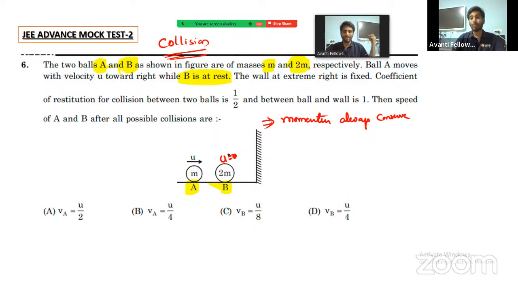Right. Now, what will be happening? This ball is stationary. This ball is coming with a velocity u. It will come and hit this 2m mass ball. Means here a collision will take place. After this collision, what is going to happen? Look at this. The wall at the extreme right is fixed.